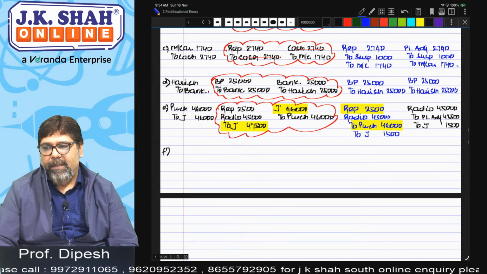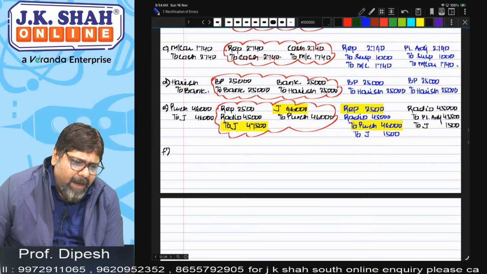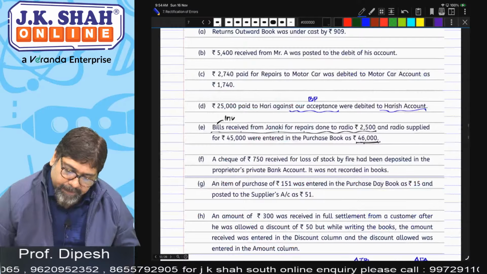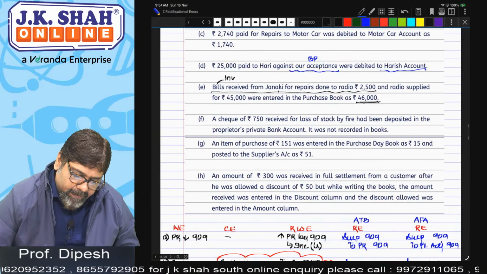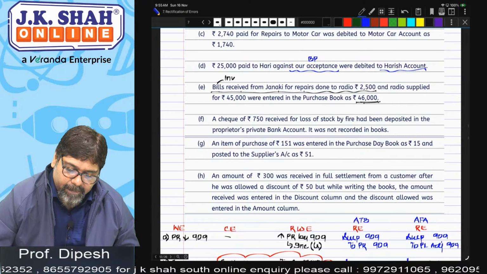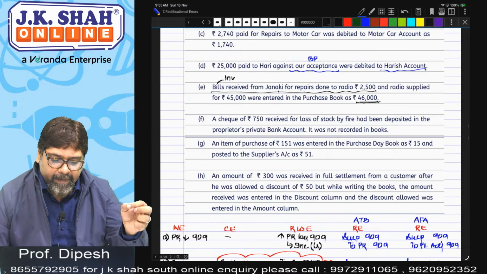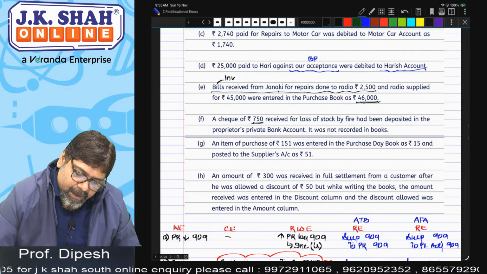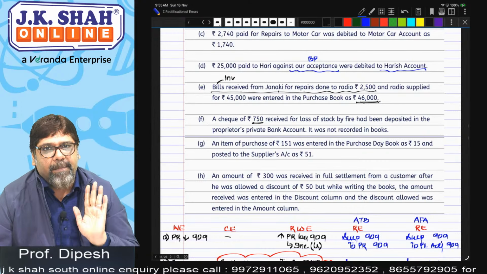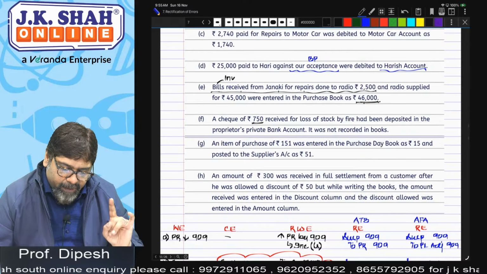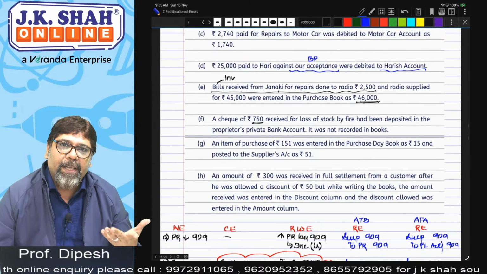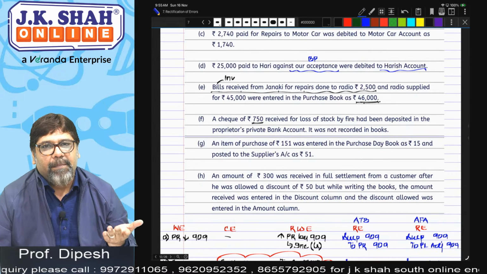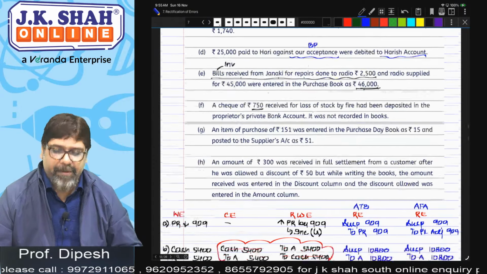F. A check of rupees 750 received for loss of stock by fire had been deposited in proprietor's private bank account. So we have received 750 for loss of stock from whom? Insurance company. So the insurance company gave us 750. I should have passed the entry cash to insurance company. No. You know what I did? Put drawings to insurance company.